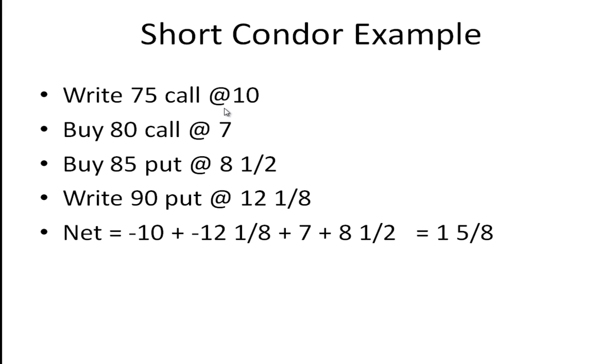So these two outside prices are going to be negative because you wrote them. And then these two inside prices are going to be positive because you buy them. And it turns out that your net is going to be 1 5/8. And it should be, because in the other example, the long Condor example, where we used the same numbers, the cost was 1 5/8. So in this case, the net profit should be 1 5/8.